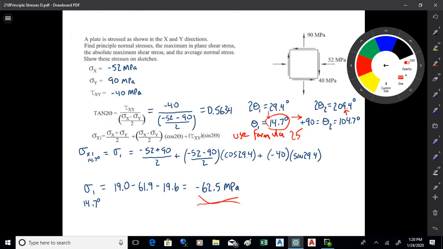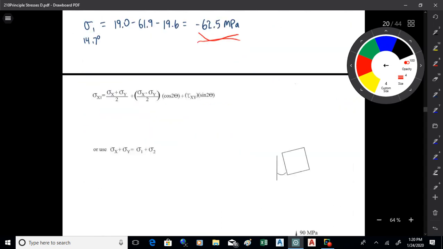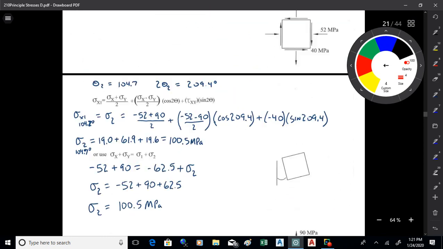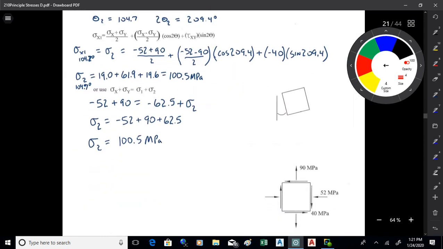Because I want to know where they act. I just don't want to know what they are. Usually I want to know where they act. So this tells me right where they act, okay? Okay, are we good with that? Now we can do it a second time, plug in the second angle, and I'll get positive 100.5 megapascals. Okay, that's the other one.